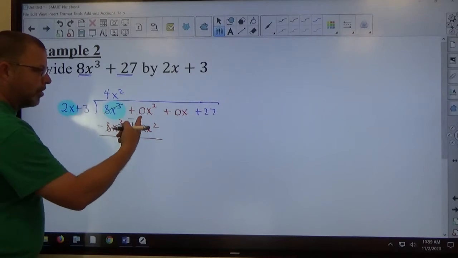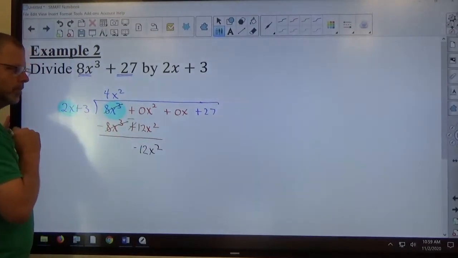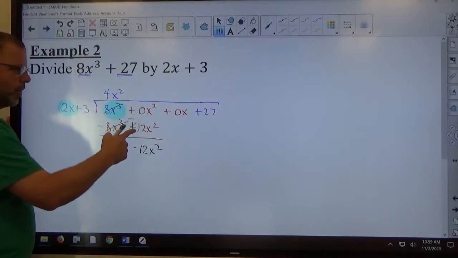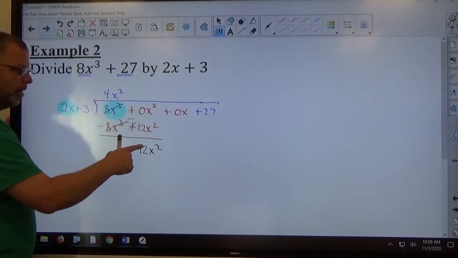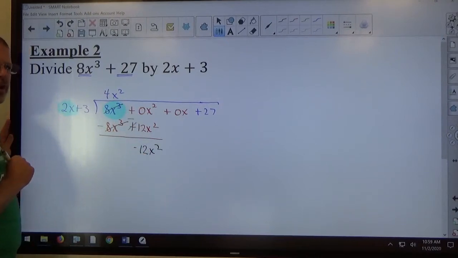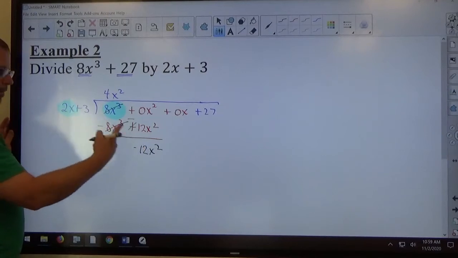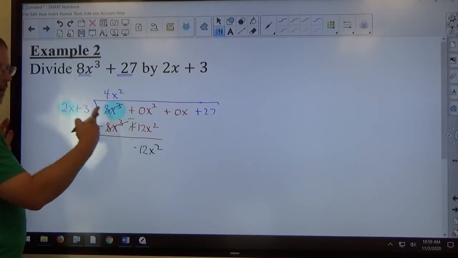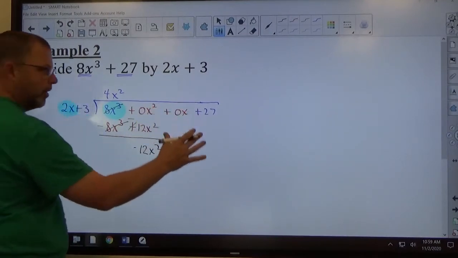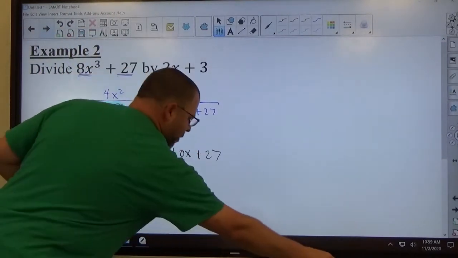Here, 0 minus 12 makes negative 12x squared. 0 minus 12, different signs subtract, you get 12, 12 is bigger than 0, so it's negative, x squared. We're adding like terms, powers don't change. Okay. Squared is bigger than 1, right? If this is bigger, we're done. If this is bigger, we have to keep going, so I'm going to bring everything else down. Plus 0x plus 27, and I repeat the process.